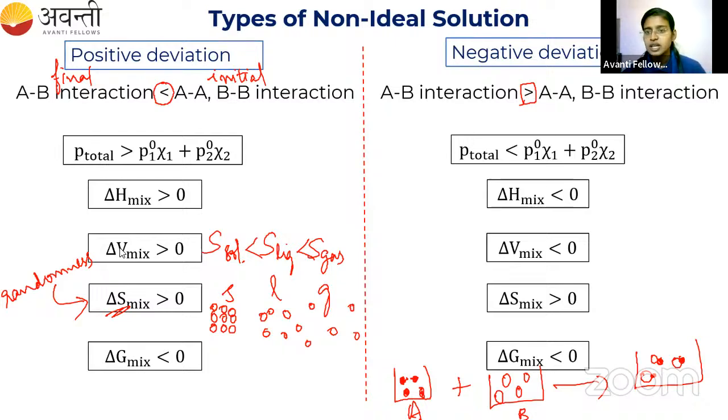So what are the things we have discussed in this slide? There are two types of non-ideal solutions: one is positive deviation and the other is negative deviation. Six things have been discussed here. One is the forces of interaction for both. The next is the equation, total pressure. Then the remaining things are the parameters H, V, S, and G. You should be very clear in all these parameters, which talk about both the types. It is not getting over here. We are going to continue this in the next slide also. Shall I move on to the next slide?